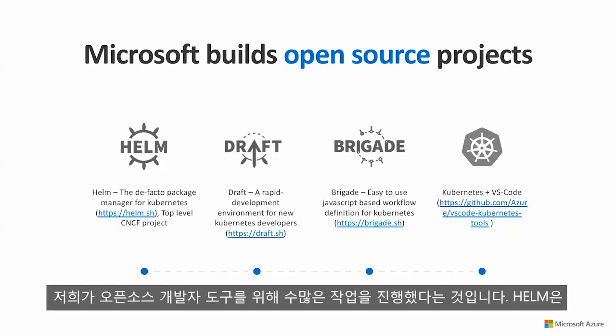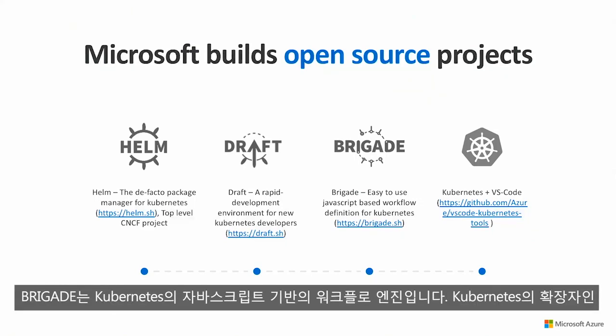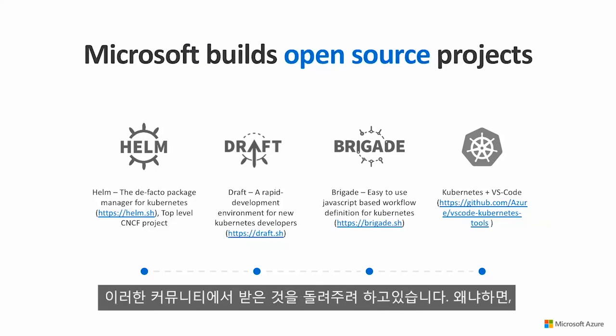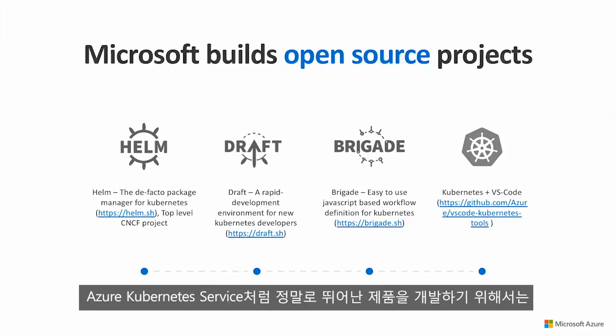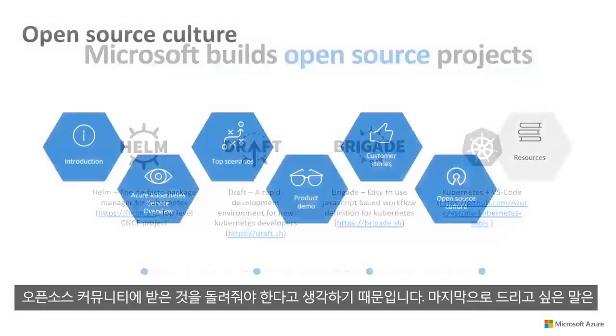And another thing I'm really happy to see is that we've done a lot of work on the developer tooling side of the house in open source. Helm, the package manager for Kubernetes; Draft, a streamlined inner loop tool, sort of like an open source version of what you saw with Dev Spaces; Brigade, a JavaScript-based workflow engine for Kubernetes; and the VS Code Kubernetes extension. These are all things that we have developers working on full time inside of Microsoft, and really making sure that we give back to these communities, because we really believe that in order to build really great products like Azure Kubernetes Service, we have to be giving back in these open source communities.